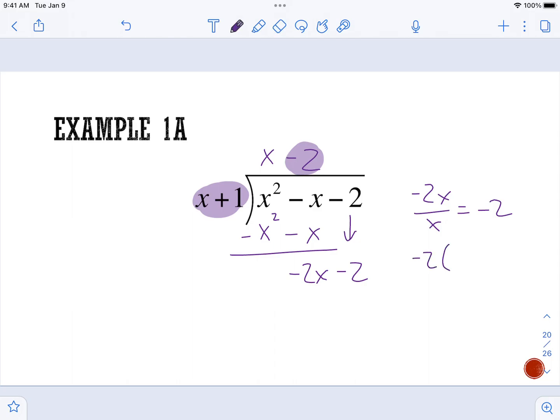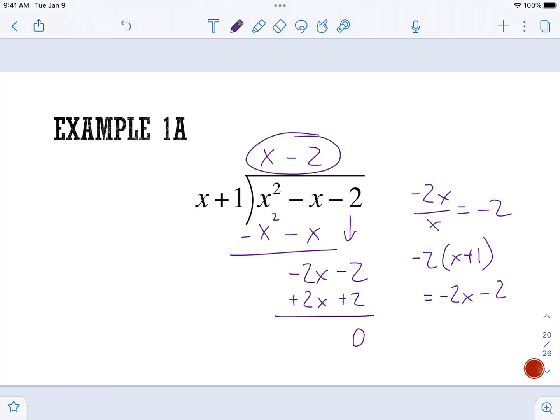So negative 2 times x plus 1 is equal to negative 2x minus 2. So if I write that underneath here, negative 2x minus 2, I'm subtracting. So when I subtract a negative, it changes it to a positive. And now it looks like everything cancels out. The negative 2x and plus 2x cancel out. The negative 2 and the plus 2 cancel out. So my remainder is 0. And so my answer doesn't have a remainder. Oops. It's just x minus 2.